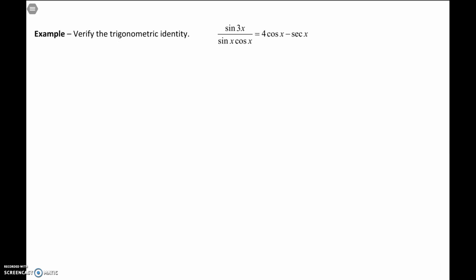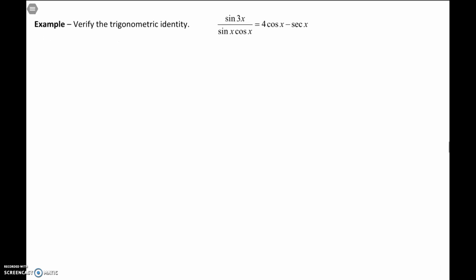Verify the trig identity. All right, so I have a sine of 3x. Now I don't have a formula for a triple angle. We could derive one if we wanted to, but it's not worth our time to memorize. In the rare case that we need it like this, we'll just figure it out. On the left-hand side, I don't really have much I can do with the right side, and I'd have a really hard time making this look like that.